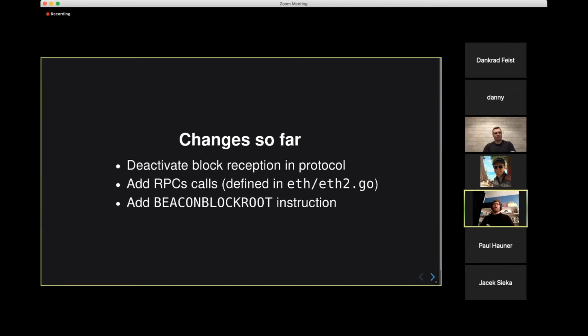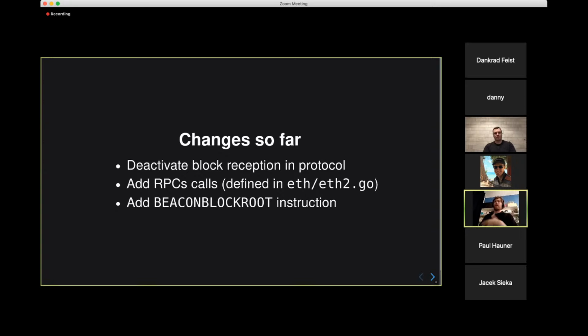And I added some instruction, at least currently just one, to get the root of the beacon block. You can get up to 256 past beacon block roots in order to try to access proofs and fields of the beacon root from an EVM contract.